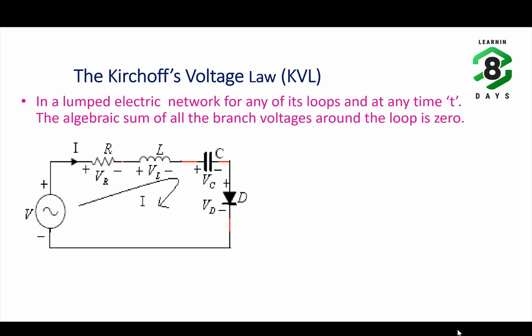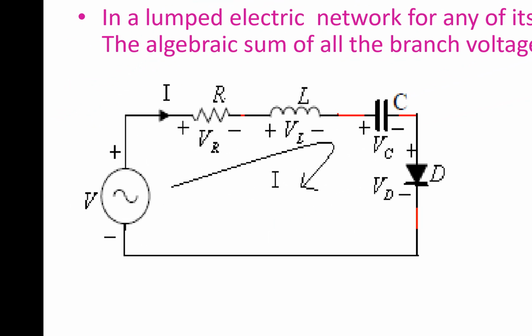0. Here one thing we have to remember: if you give positive polarity to voltage rise, then you must give negative polarity to voltage drop. Usually when you traverse from negative to positive polarity through an element, it is called potential rise. When you traverse from positive to negative polarity, it is called potential drop. This notation we will follow when we apply Kirchhoff's voltage law.